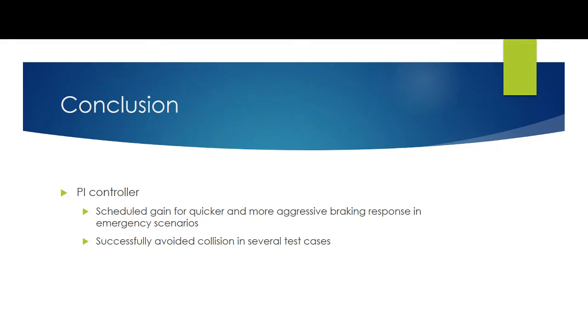So in conclusion, we were able to implement a PI controller that was able to stop our vehicle before colliding with a stationary object. We implemented scheduled gain for a quicker and more aggressive braking response while maintaining the smooth type of braking response you would want in your vehicle, and we were able to successfully avoid the collision in several test cases.